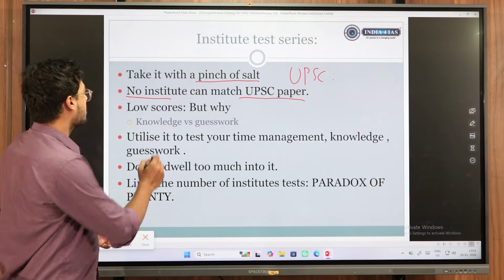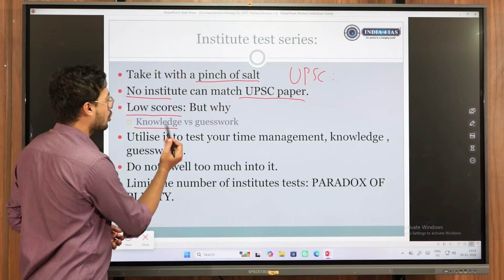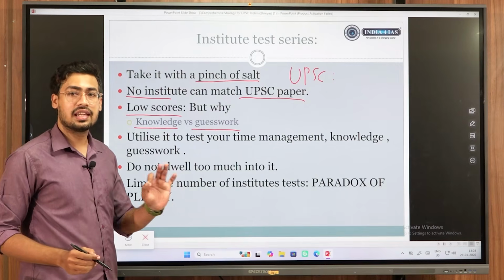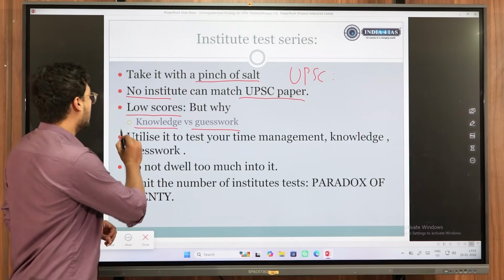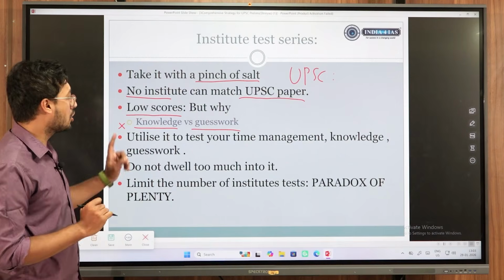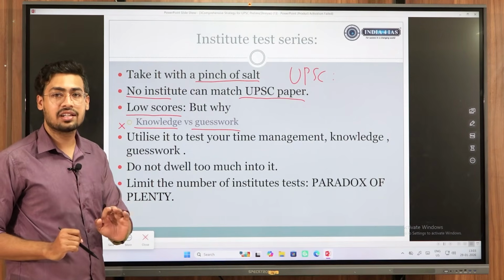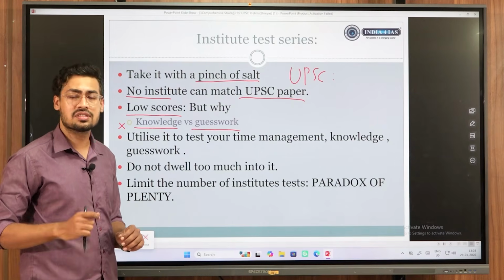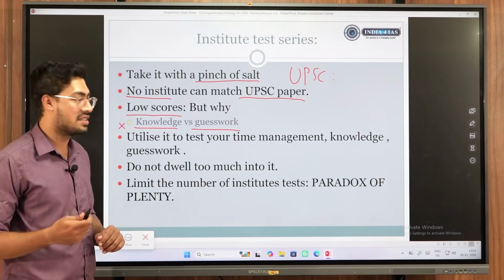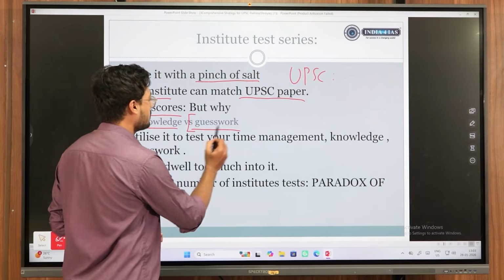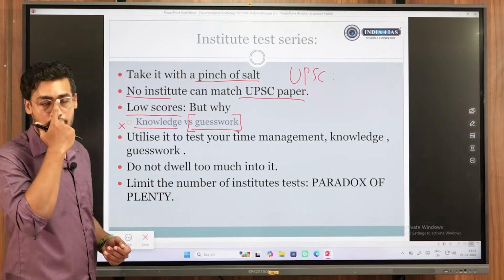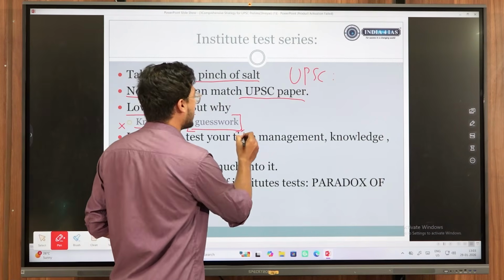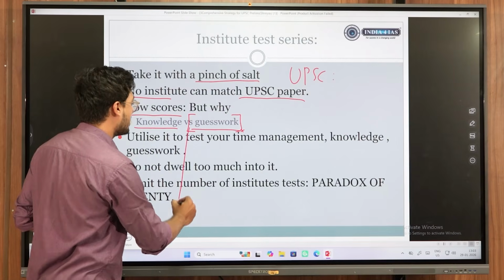The other thing is, when you are getting a low score in the institute test, do you need to worry or not? See, if you are getting a low score because of knowledge, if you have studied that particular book but still you are not getting those questions correct, then it is something you need to worry about, because you need rereading, you need to re-revise. But if you are getting a particular question wrong because of the way you did guesswork in the institute, then you need not worry to that extent. I'll try to justify this point through an example.